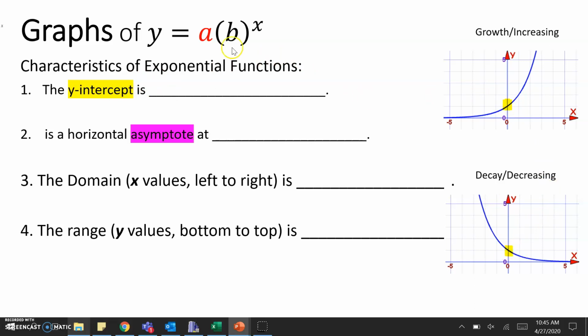Now, where that is in the equation is our a. Okay, so a is going to tell us where it crosses the y-axis. It's also the number that's out front in the equation. If there is no number, it's automatically 1.